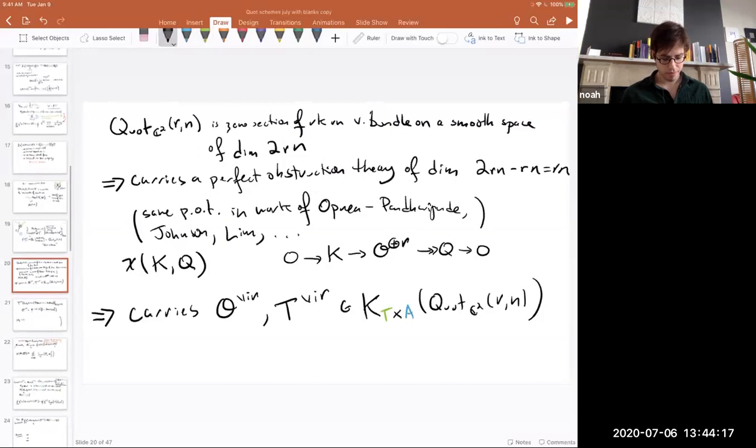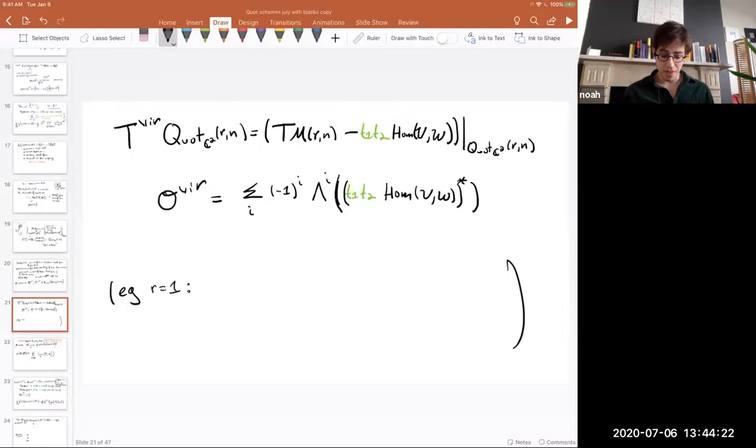And once you have such a description, it's very easy to read off exactly what these sheaves are. So the virtual tangent space on the Quot scheme is just the tangent space to the smooth ambient space, this MRN, and I subtract off my obstruction bundle. And then I restrict to the Quot scheme. And to get the virtual structure sheaf, that's just the Koszul resolution associated to the section of this bundle. And so that's just the total exterior power of the dual of this obstruction bundle.